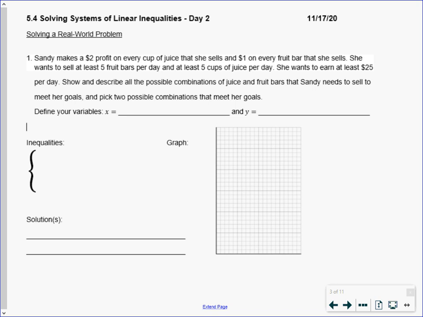So first thing we're going to do is define our variables. In this problem, our variables are going to be x, the number of cups of juice that she sells, and y is going to be the number of fruit bars that she sells. After that, we're going to go ahead and make our inequalities. So we're going to go back to the word problem, look at it, see what it tells us, and make our own inequalities.